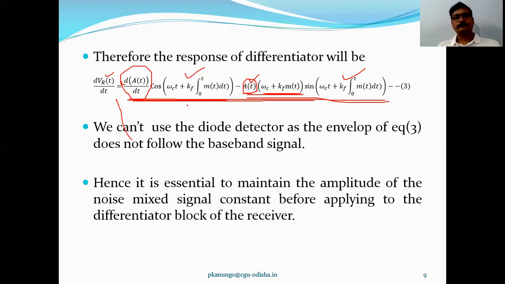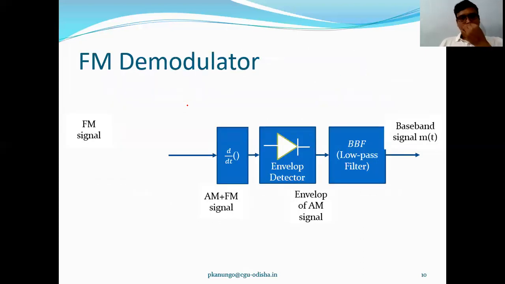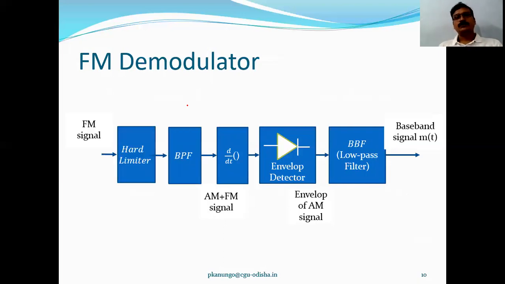How will we do that? Before passing through the differentiator, we will use two more blocks: one is a hard limiter and the other is a band pass filter. These two blocks help us make the input noise mixed FM signal into a constant amplitude FM signal at the output of this band pass filter.